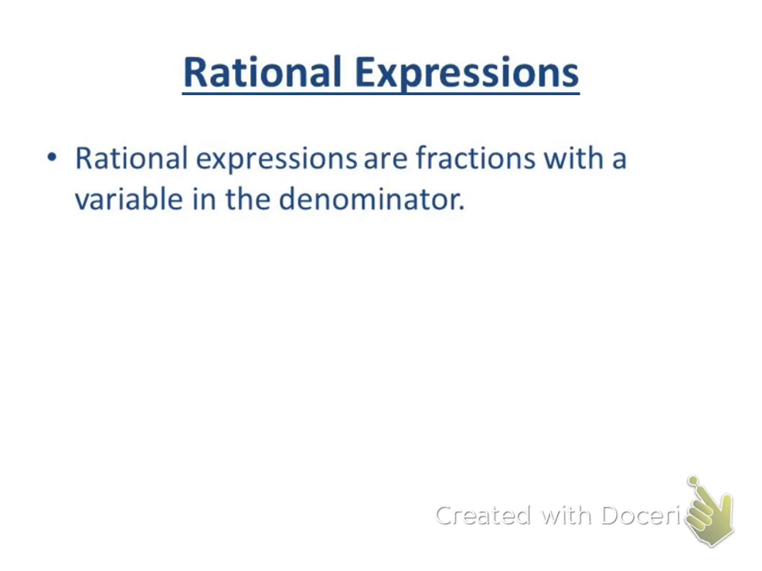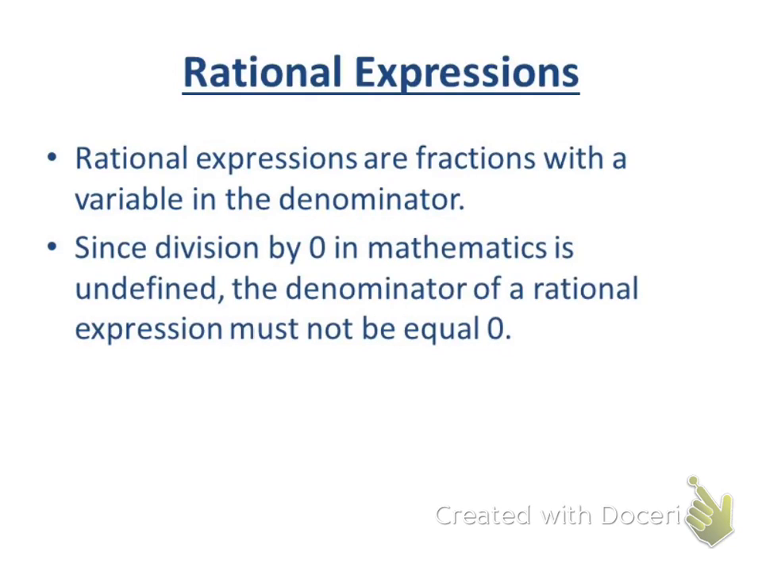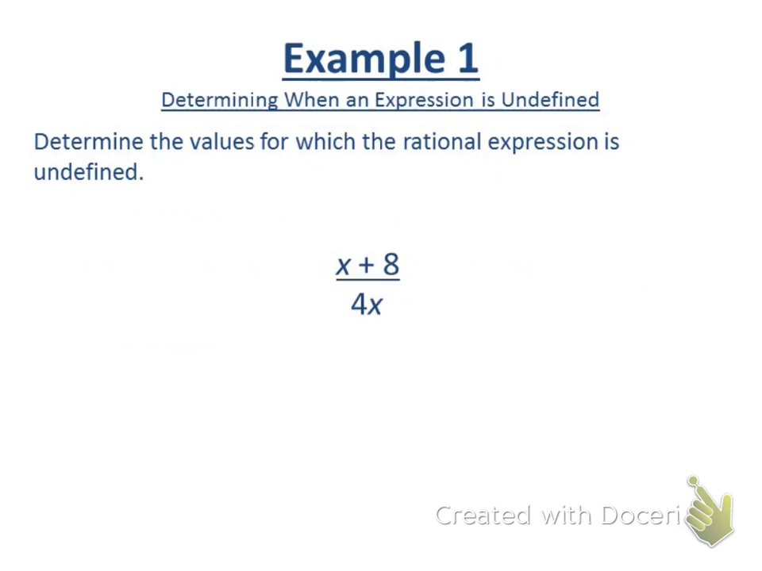Rational expressions are fractions with a variable in the denominator. We already know that. And we just discussed that since division by 0 in mathematics is undefined, the denominator of a rational expression must not equal 0. So we will have to exclude any values that make a denominator equal to 0. All right. So here's example number 1. Let's put these things into play.